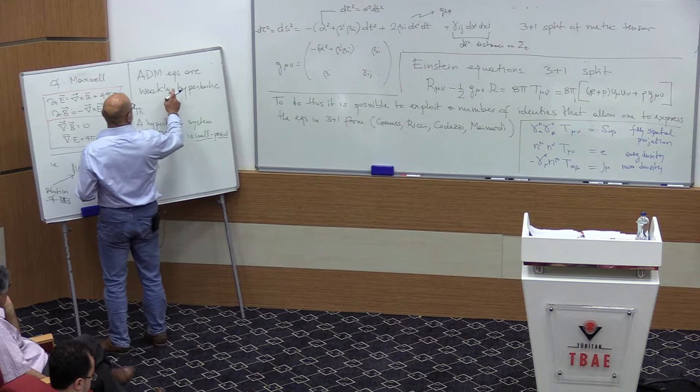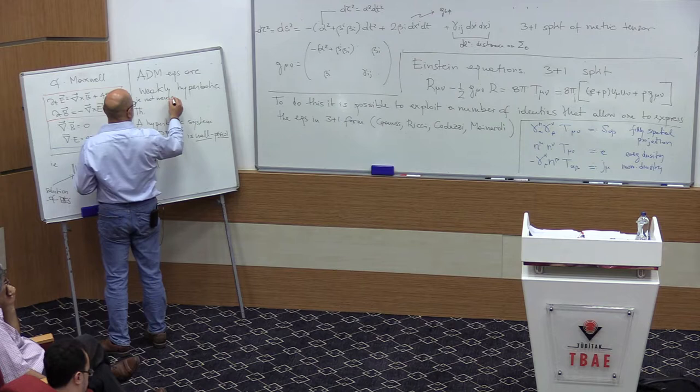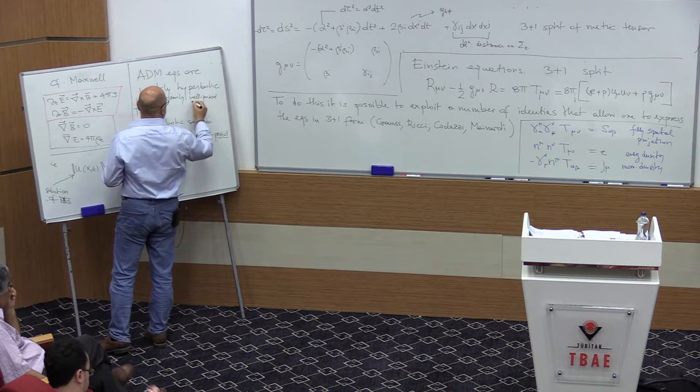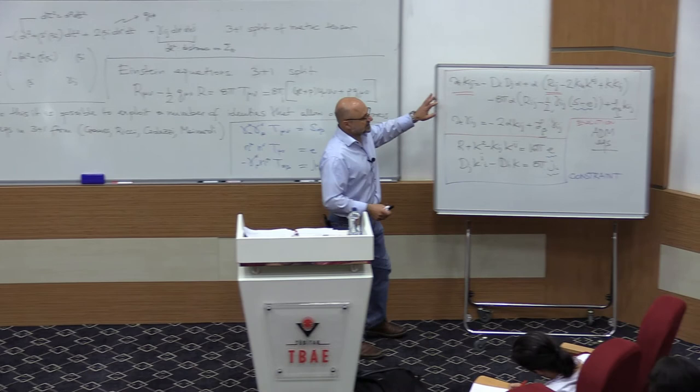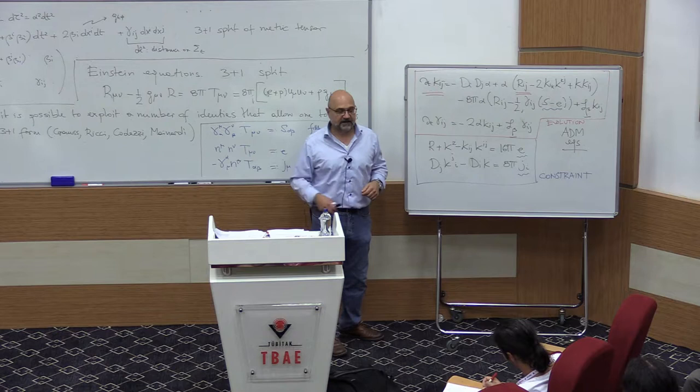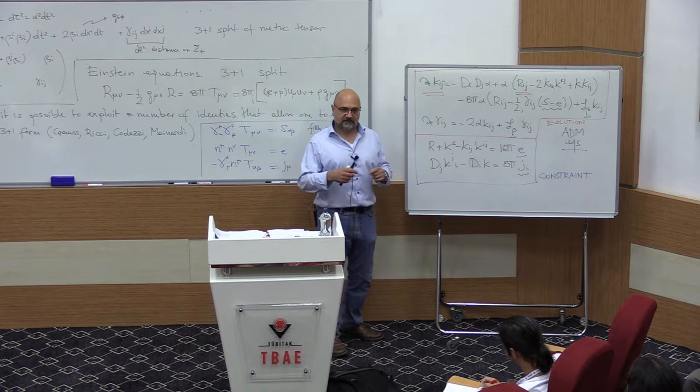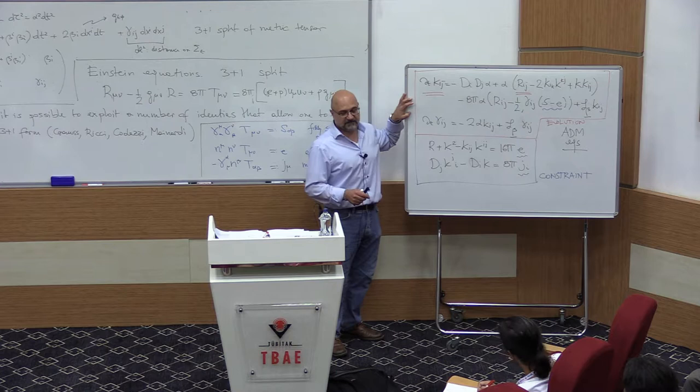So ADM equations are weakly hyperbolic, i.e. not necessarily well posed. This means that if you try and solve these equations numerically, no matter what you do, you will end up with solutions that grow in time out of bound. So the system is also said to be unstable, the solution blows up, and so this is why we never ever use the ADM equations.